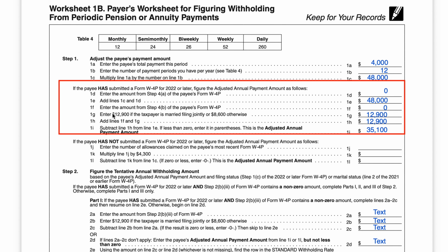And then in line 1G, we've entered $12,900 since they're filing married and jointly. And we combine that to come out to $12,900. And then we subtract this amount from the $48,000 and we end up with $35,100. This is known as the adjusted annual payment amount.